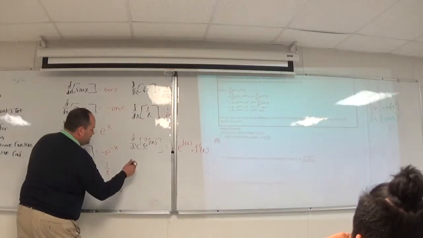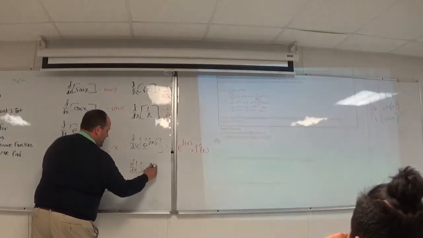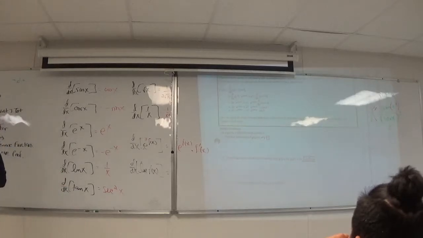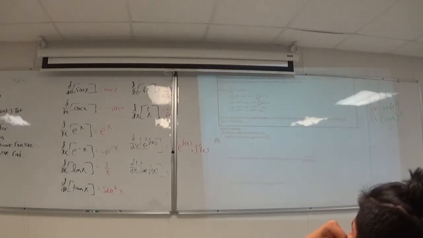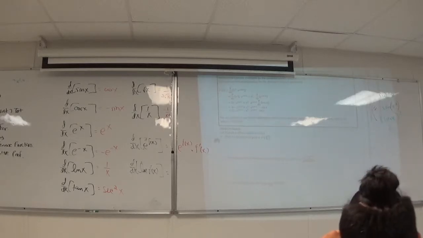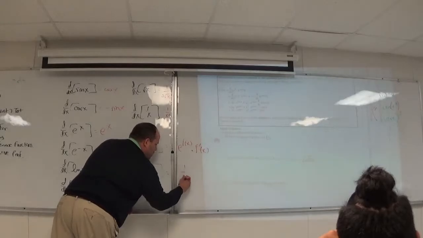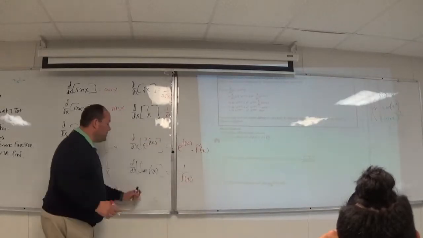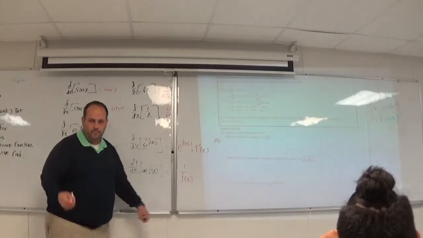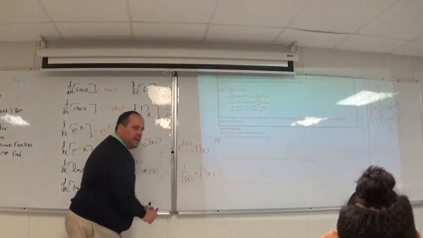Good. All right, let's get some hands on this one. How about the derivative of natural log of f of x? Take a couple of seconds. Derivative of natural log of f of x. Jackie, what do you got for me? 1 over f of x, because the derivative of natural log is 1 over, yeah? Yep, times f prime of x.